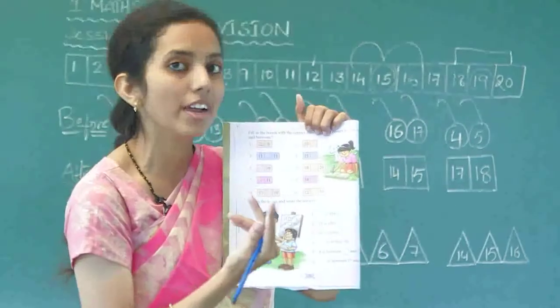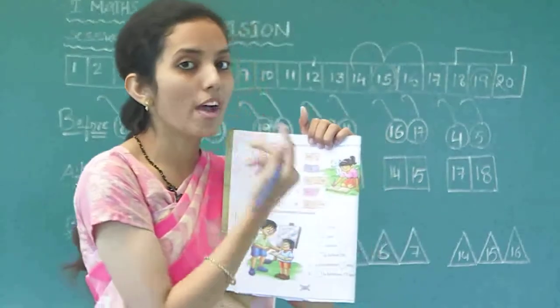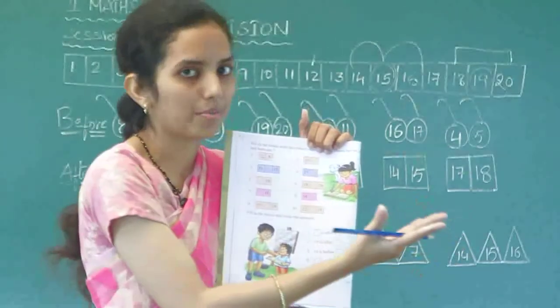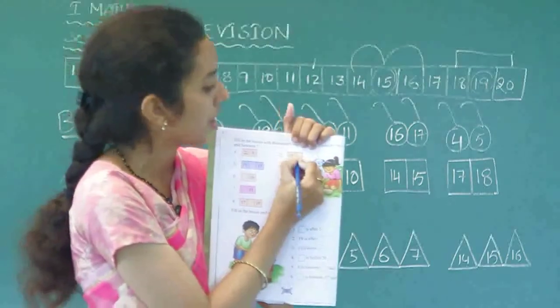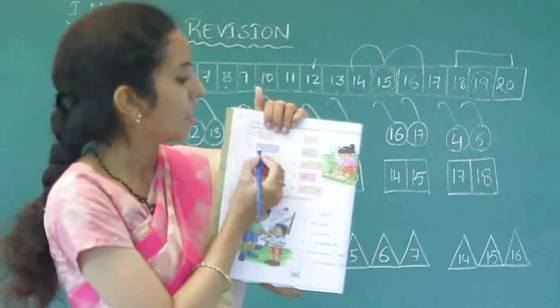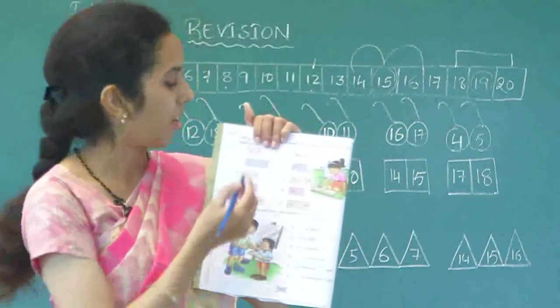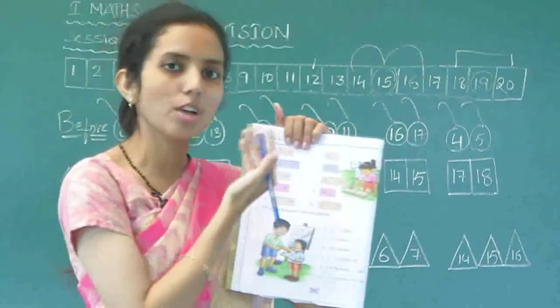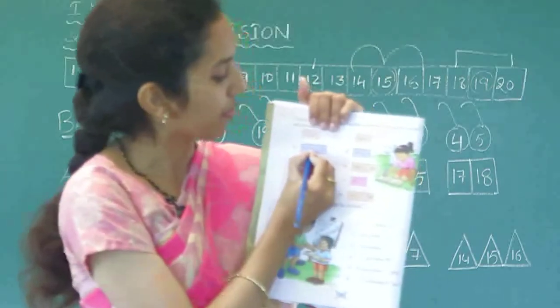And in the second question, 10 is given. But where is 10 given? 10 is given in the first box. That means we have to write the after number. Yes or no? After 10 what number comes? 11. Okay. And here the middle box is given. That means we have to write the between number. 11 and 13. What comes in between 11 and 13? 12.